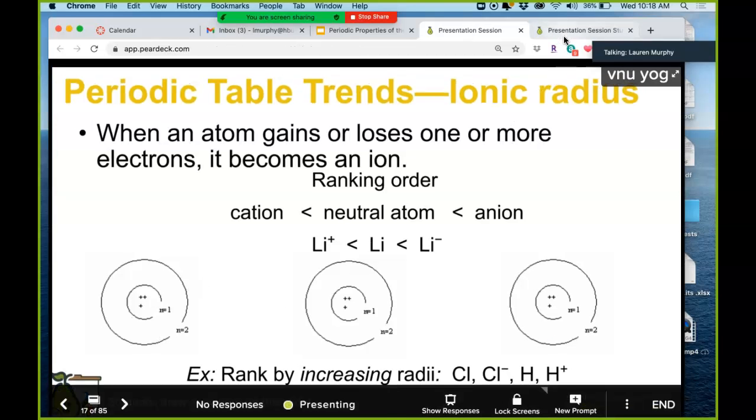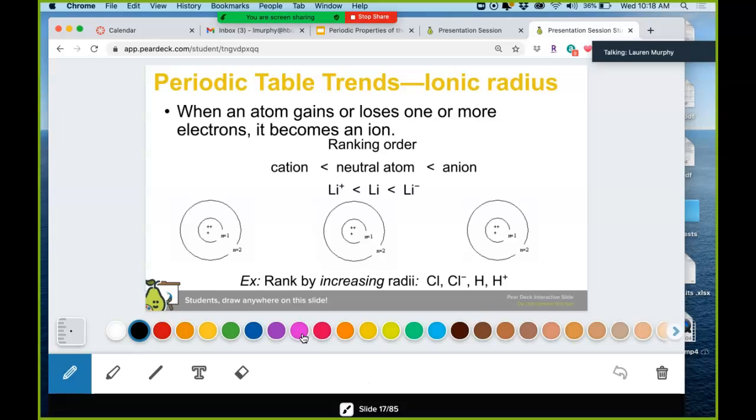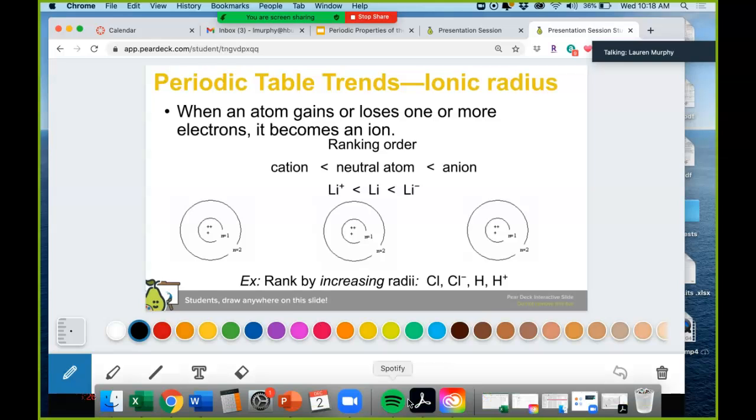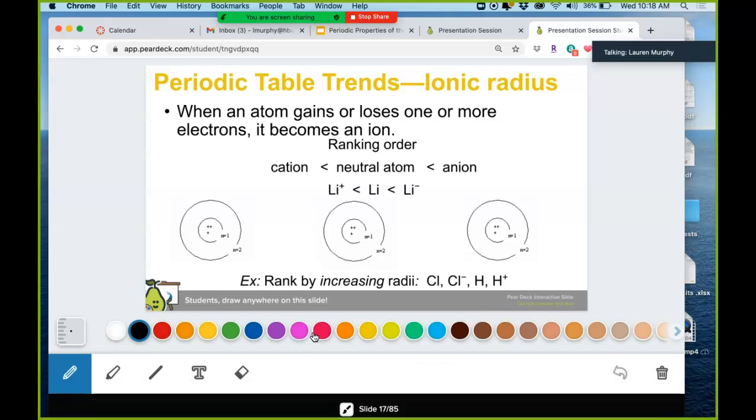So I have lithium, and we're just going to use neutral lithium at first. Remember, this is the first energy level, and this is the second energy level. There's two rings because it's on the second row of the periodic table. So lithium has 3 electrons when it's neutral. So I'm drawing neutral lithium right now. It has 3 protons in the nucleus and 3 electrons around the nucleus.